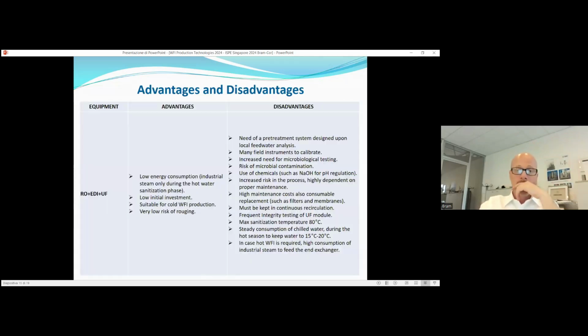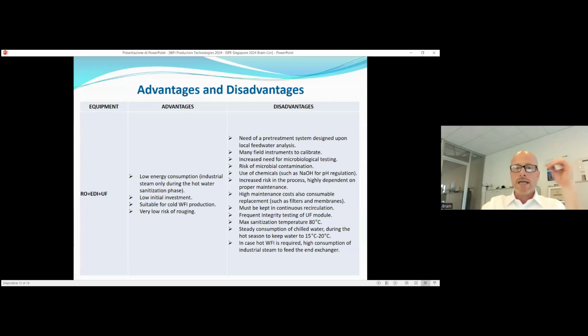Which are the advantages or the disadvantages of the three technologies? To have a summary of what we have said. The membrane WFI has a low energy consumption. This is probably one of the two main benefits that the technology has.